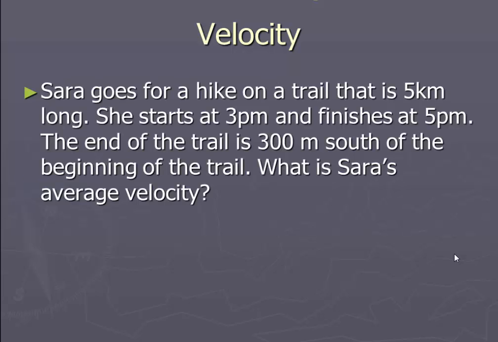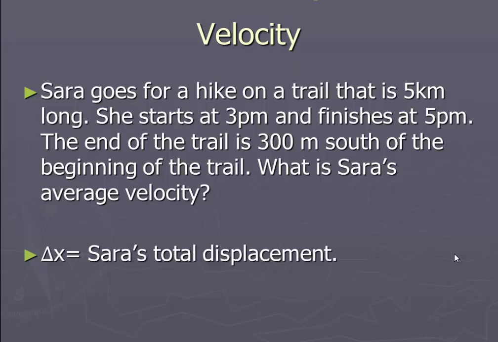If Sarah goes for a hike on a trail that is 5 kilometers long, she starts at 3 p.m. and finishes at 5 p.m. The end of the trail is 300 meters south of the beginning of the trail. What is Sarah's average velocity? We need to find her total displacement, which in this case, if she starts at 0 and ends at the 300 meters, then her displacement is 300 meters south.